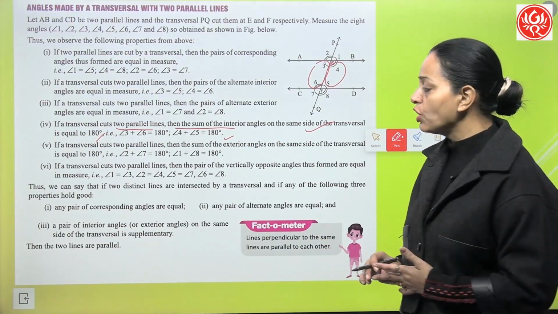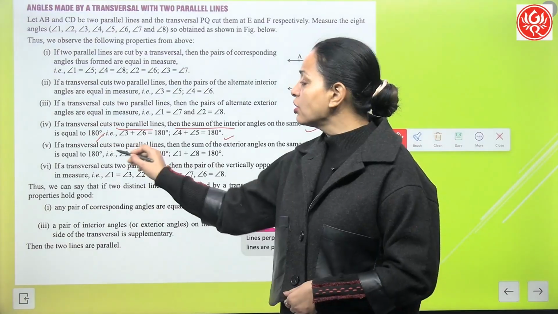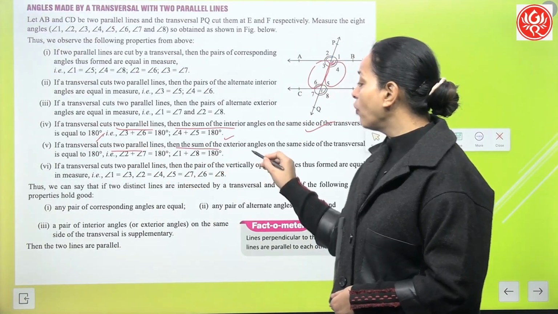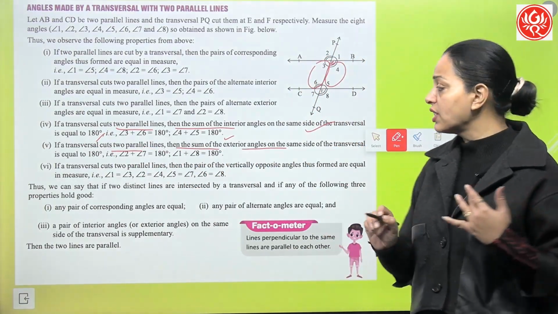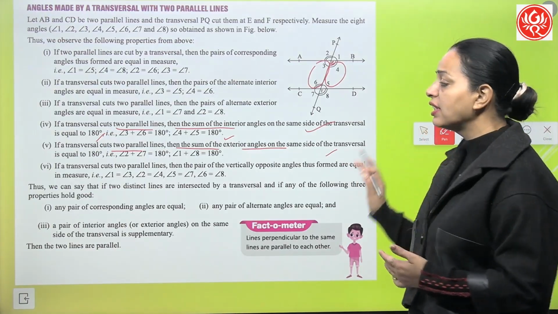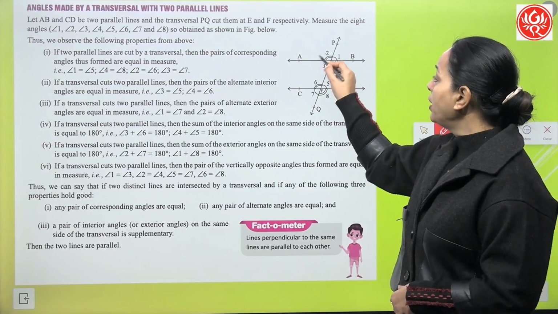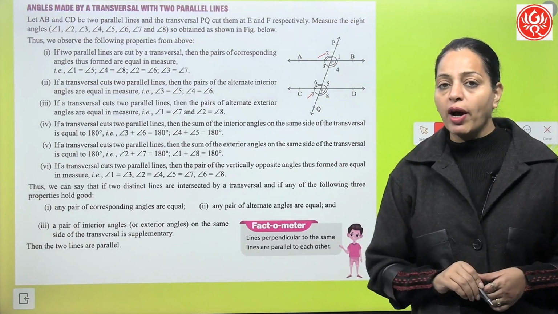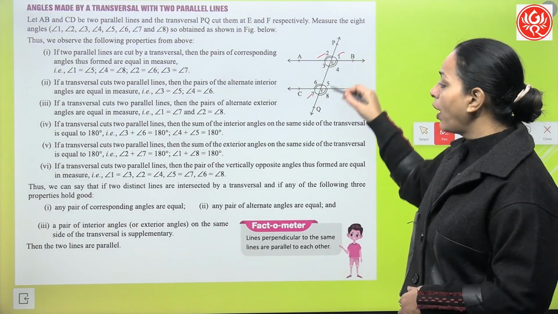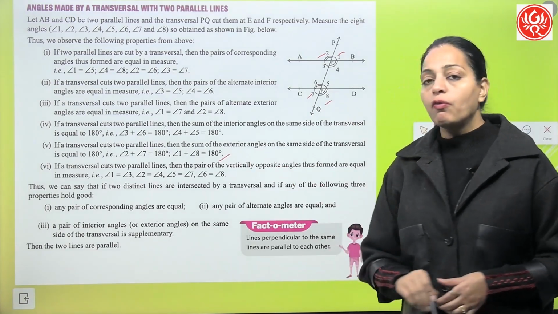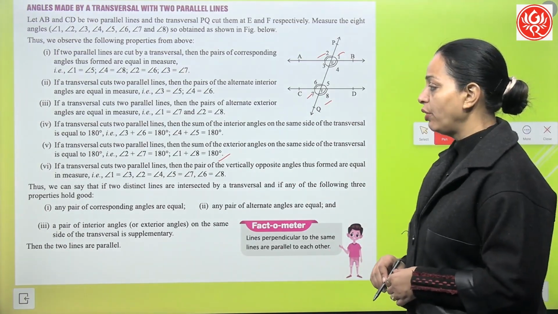ऐसी next observation है, if a transversal cuts two parallel lines, then the sum of the exterior angles on the same side of the transversal is equal to 180 degree. Means 2 plus 7 equals to 180 degree and 1 plus 8 equals to 180 degree, right?